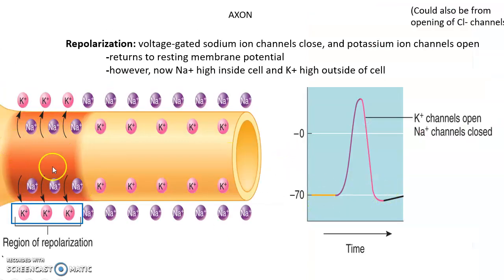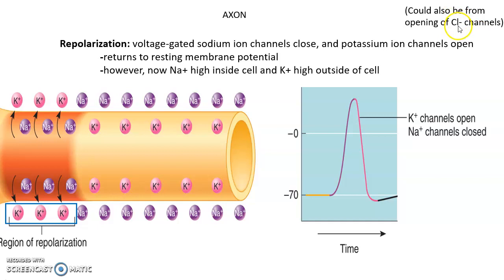So, after the sodium ions flood in, then we have repolarization. Voltage-gated potassium ion channels open. Potassium ions flood out of the cell, carrying the positive charge out, re-establishing the resting charge of negative 70 millivolts. Sometimes this leads to hyperpolarization, where it goes below negative 70 millivolts before reaching back up to negative 70 millivolts, the resting membrane potential. This could technically also be caused by the movement of chloride ion channels, but we're going to talk primarily about sodium and potassium.